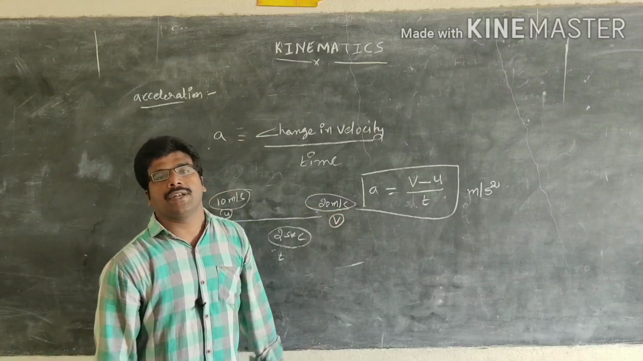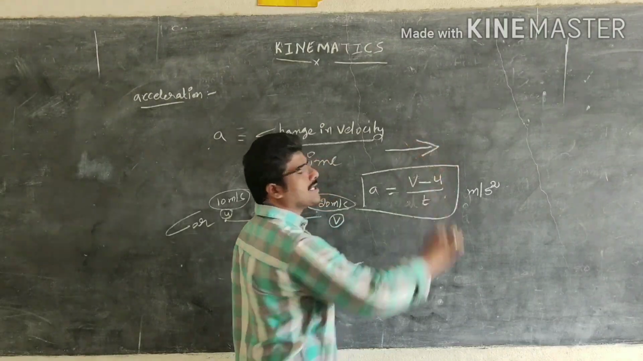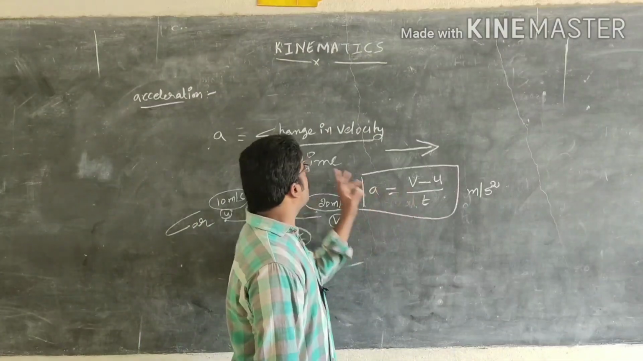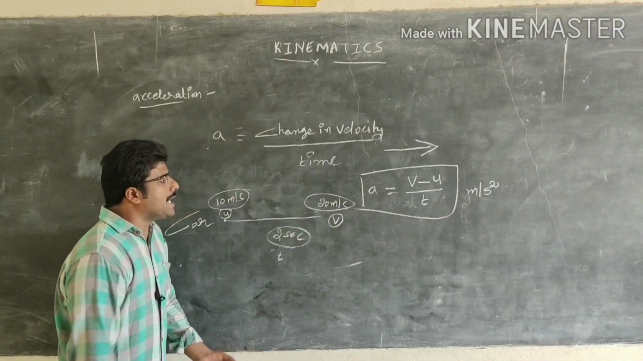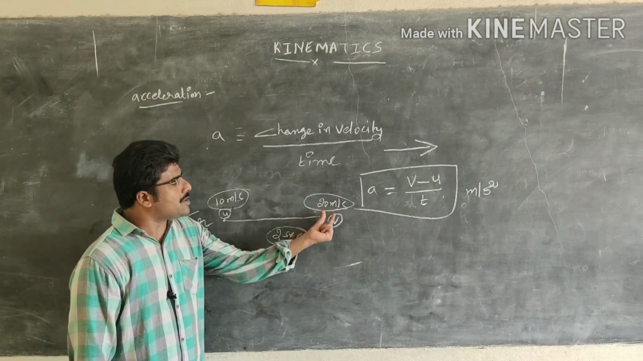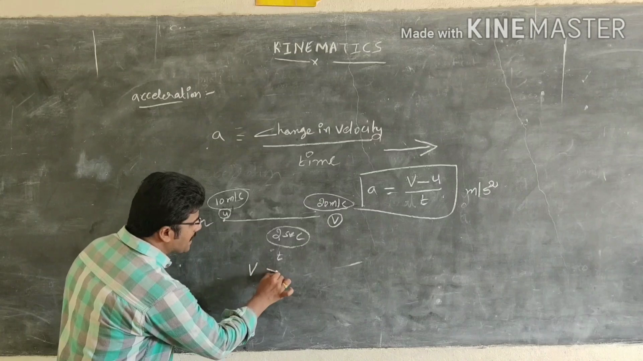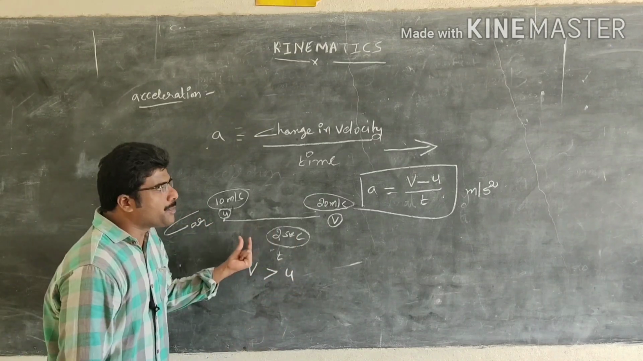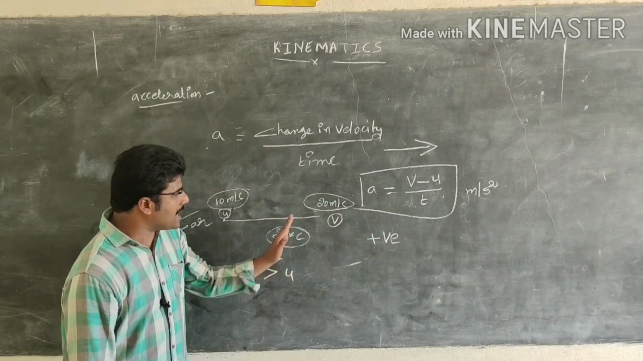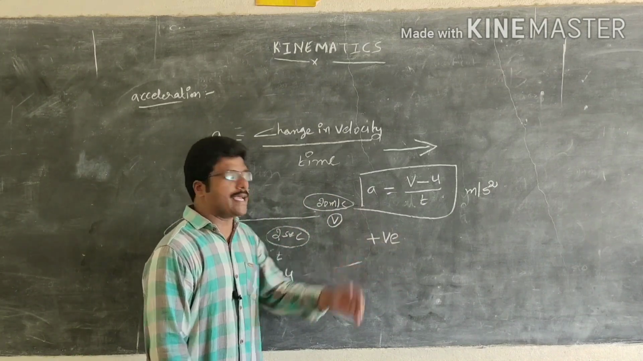When you come to the direction of acceleration, it will always be in the direction of velocity. So, acceleration equals change in velocity by time. Here, if you observe, initial velocity is 10 meter per second and final velocity is 20 meter per second. Final velocity is greater than initial velocity. Then the body possesses what type of acceleration? Positive acceleration. When final velocity is greater than initial velocity, the body possesses positive acceleration.